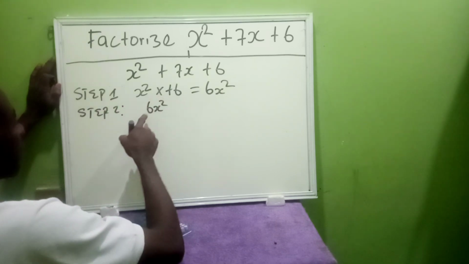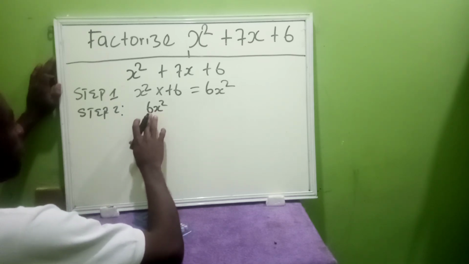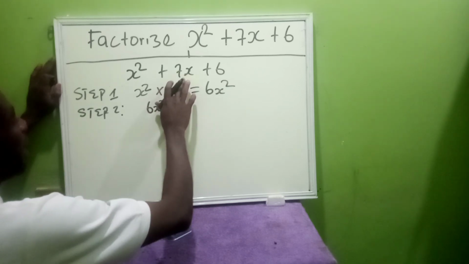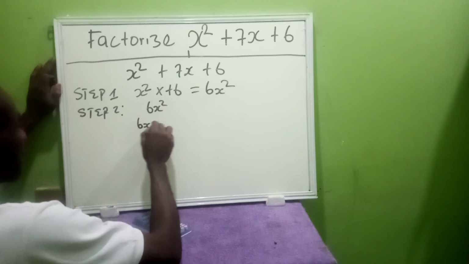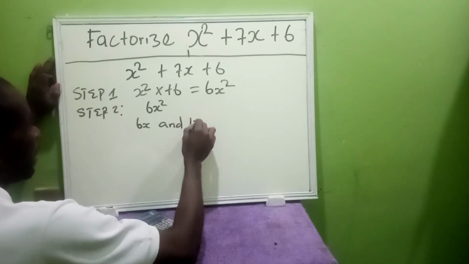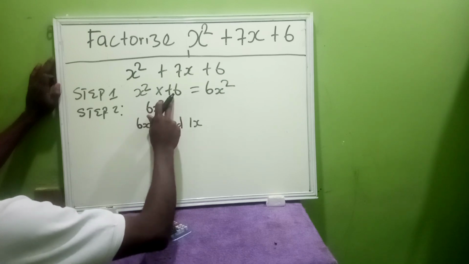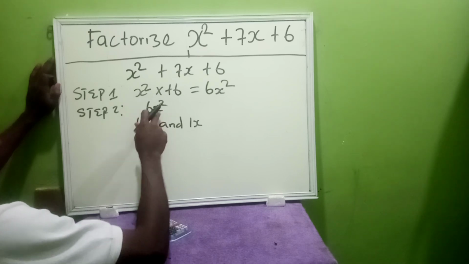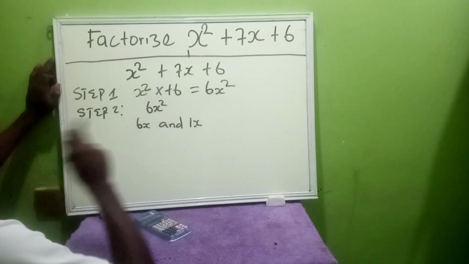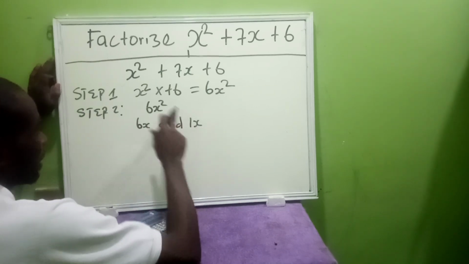The next thing we are going to do is what we call step 2. We look for the factors of 6x squared, those two numbers that when we multiply, will give us 6x squared, and when we add them, we are going to have plus 7x. First of all, 6x squared has its own factors to be 6x and 1x. 6x squared divided by 6x will give us 1x, meaning x will cancel x, 6 will cancel 6, and we are left with 1x. And 6x times 1x, 6 times 1 is 6, x times x is x squared.